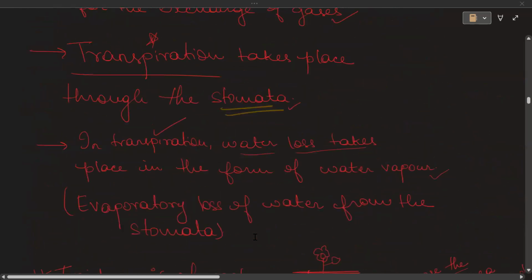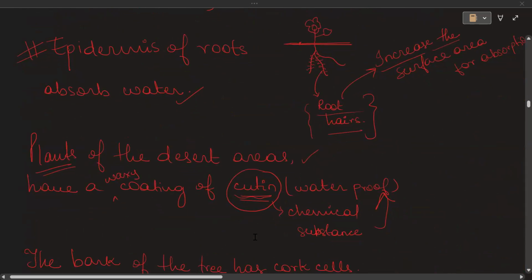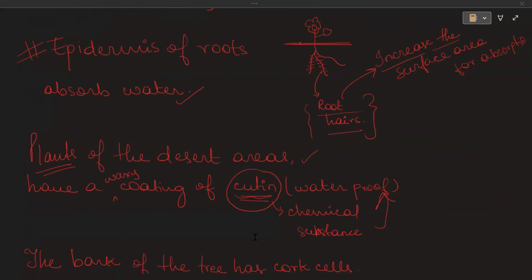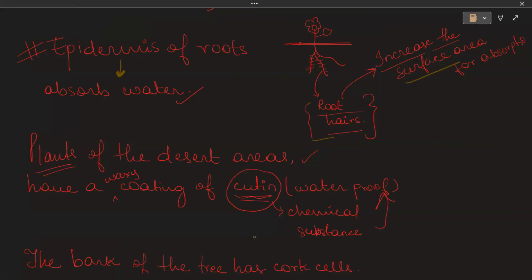Now this was the epidermis of the leaf. Now let us talk about the epidermis of the root. Again, the outermost part of the root will be known as the epidermis of the root. What is the function of the epidermis of the root? It is to absorb the water. The roots have many root hairs present on them that increase the surface area for absorption. What is the function of root hair? The function is to increase the surface area for absorption.